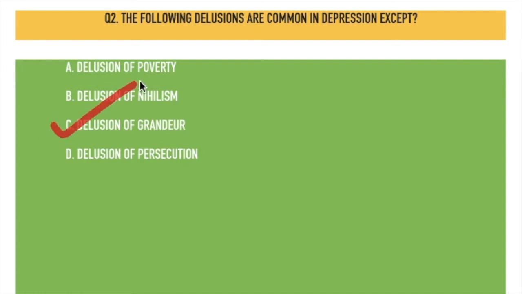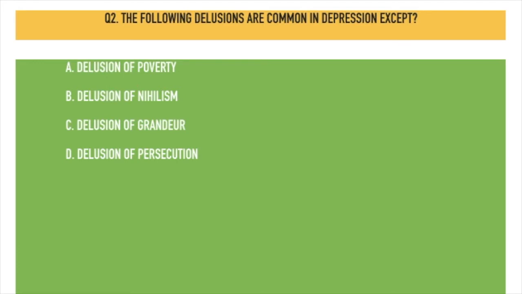So that's it. Delusion of grandeur is the answer. And just discuss what is delusion of persecution. The person thinks that somebody is going to hurt him or kill him. That is delusion of persecution. So the following delusions are common in depression, except the answer is C, delusion of grandeur.